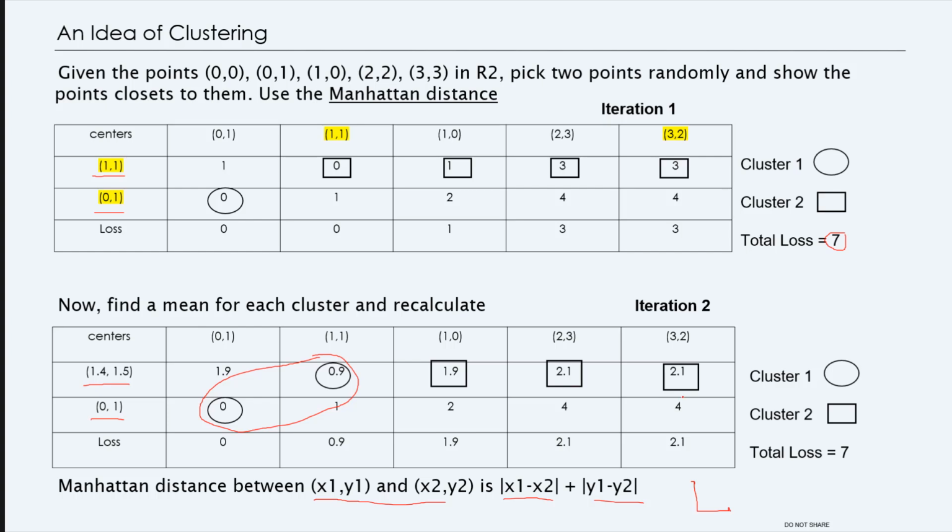But still these 3 points are in the second cluster. So again, we look at the loss by looking at the minimum loss we have for each cluster, 2.1, 2.1, came out to be 7. That might be slightly less than 7 because we have rounded it.